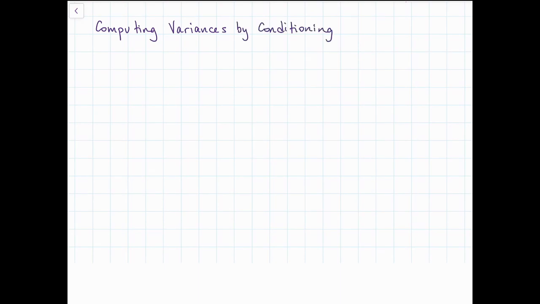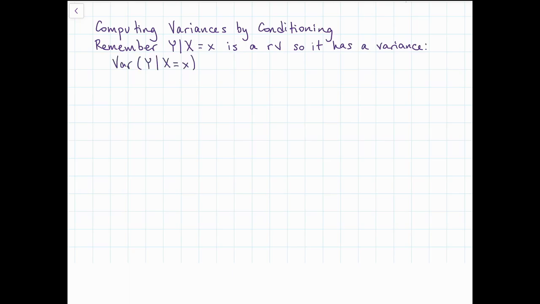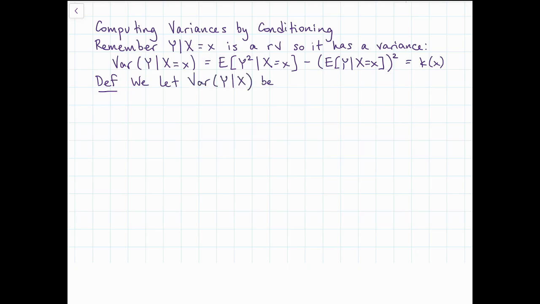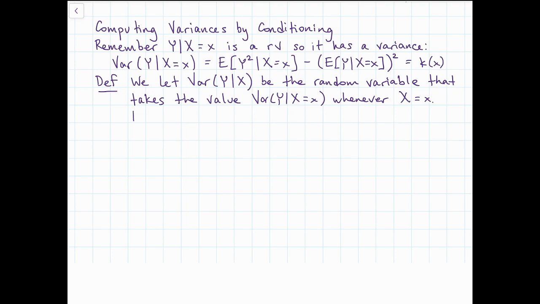If you remember from the very first video of chapter 3, if we have the random variable y given x equals x, it's a random variable, so it has a variance. And we would call it variance of y given x equals little x. We could write that, of course, as the expected value of y squared given x equals little x minus the conditional mean squared. So it's got the same definition as regular variance does. So that's going to be some function of x. And now we're going to define var of y given x to be the random variable that takes on the value of the conditional variance exactly when x takes on the value little x. So similarly to before, it's going to be a function of capital X. It will be k of big X instead of k of little x.